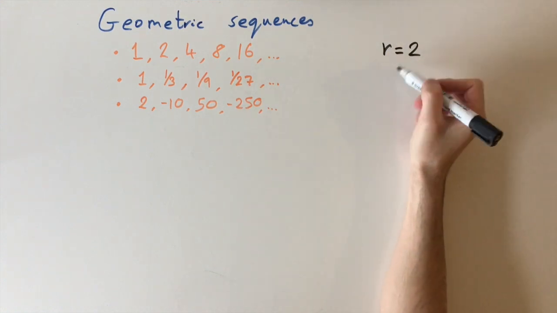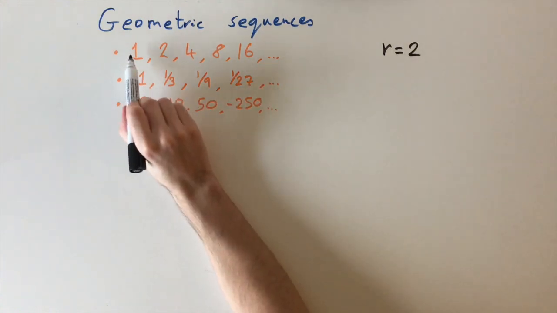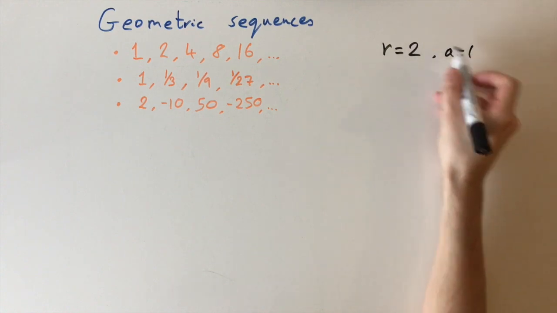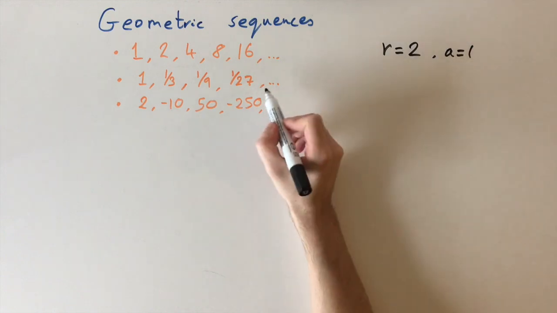So another important bit of information is where the sequence starts. So for the first one, I'm going to call this a, we have a equals 1. And these two bits of information really define a geometric sequence. So let's look at the other two.